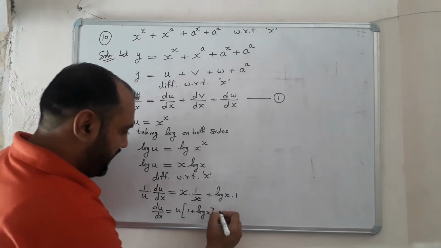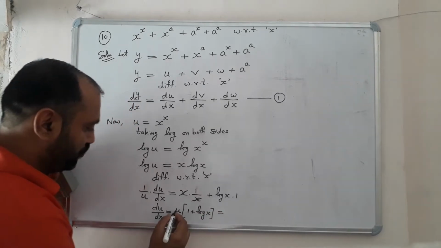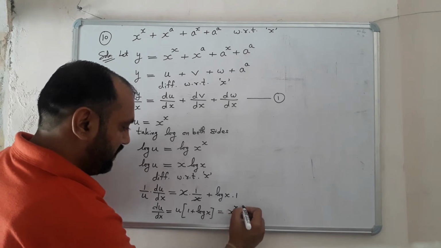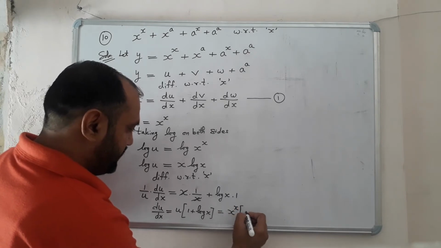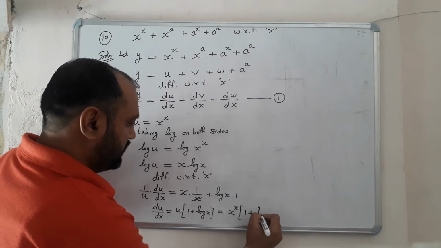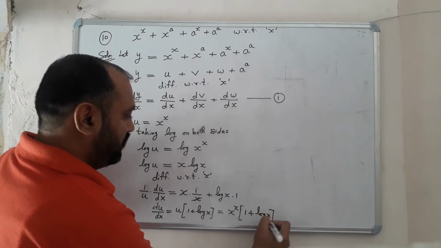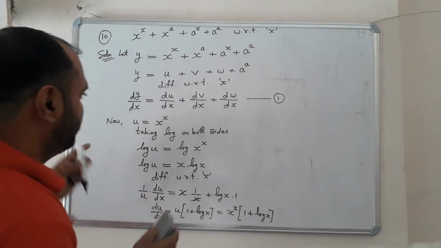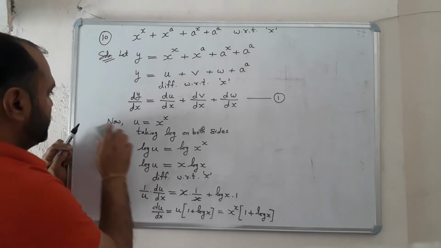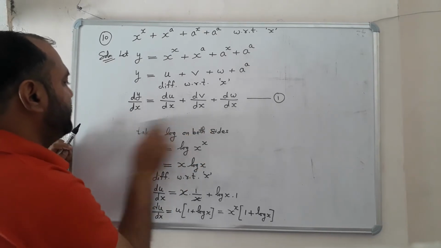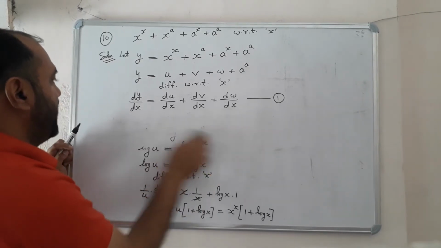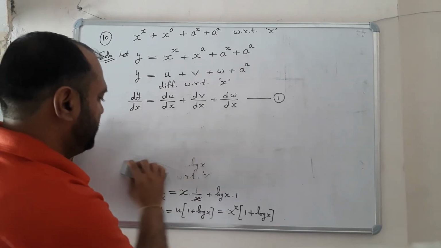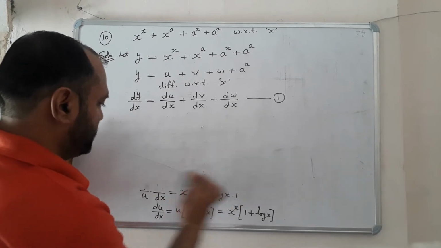Right? So when you put the value here, the value of u is x raised to the power x. So it becomes x raised to the power x into 1 plus log x. So we have done this du by dx. Similarly, we are doing v. So let us solve. v is equal to x raised to the power a.